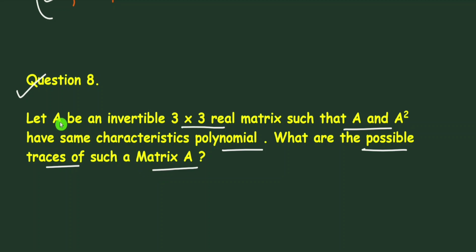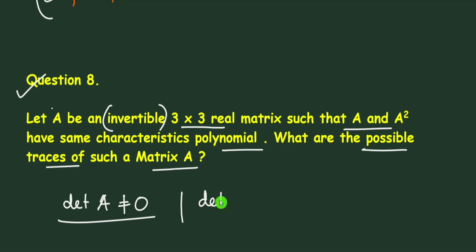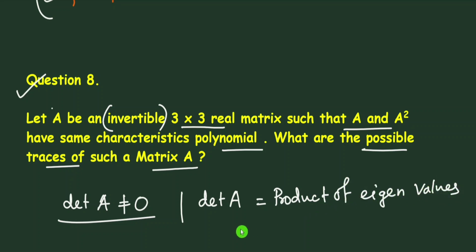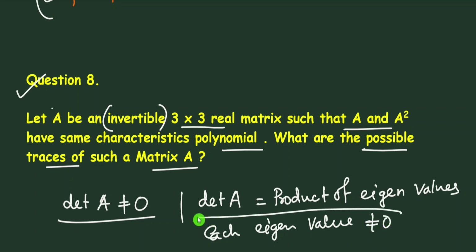So first we note that A is an invertible matrix. That means det of A is not equal to 0, and we know that det of any square matrix is equal to the product of eigenvalues. That means no eigenvalue should be equal to 0. That means each eigenvalue is non-zero. No eigenvalue can be 0.